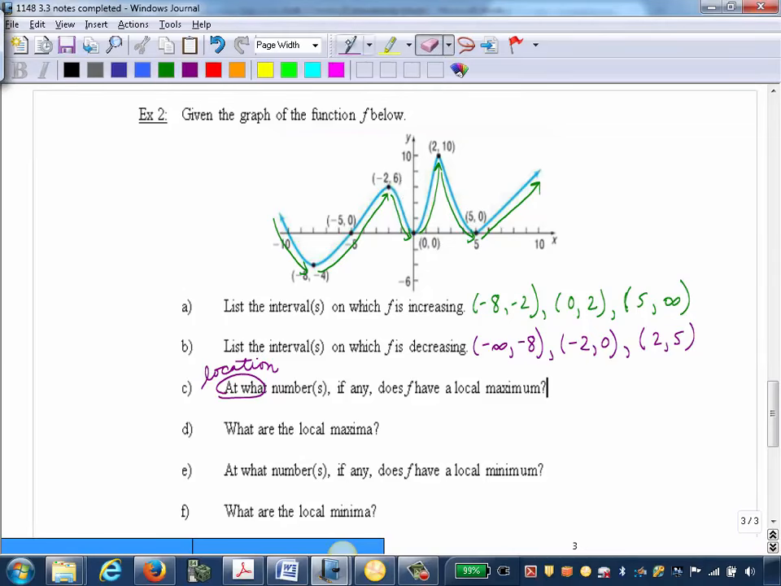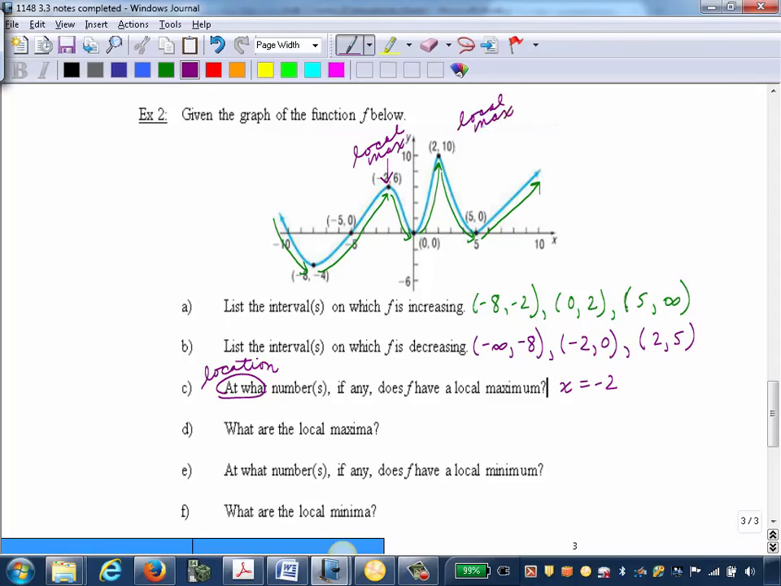Well, at this peak, this local max, we can see that its x value is -2. So this is at an x value of -2. And then you've got another local max here. And we can see that that has an x value of positive 2. So this graph has two local maxima, one at an x value of negative 2 and one at an x value of 2.